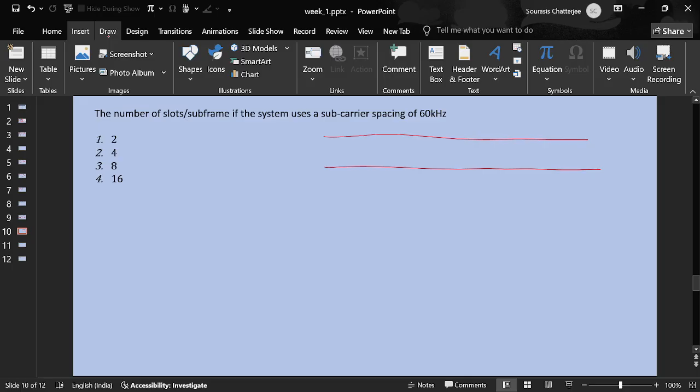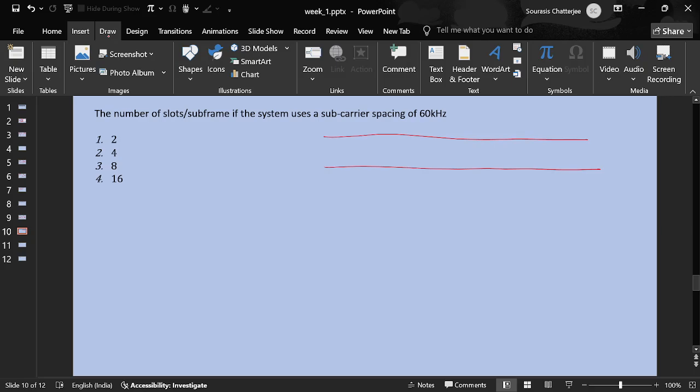Is that what you are referring to? Yes. Okay, so fine, one frame has 10 subframes. And then how many slots per subframe? It depends on the subcarrier spacing. In this case, 4.